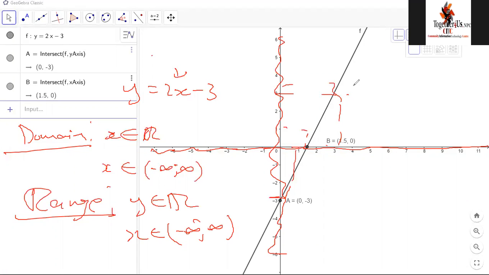And so these are the two ways we can express the domain or the range for a straight line graph, or for a linear function, if I may say. These are the two ways.